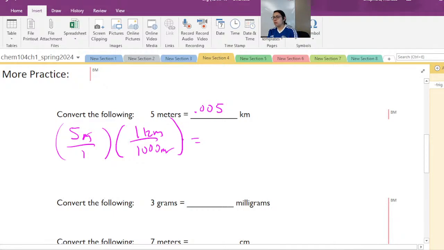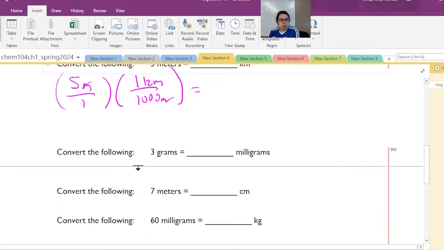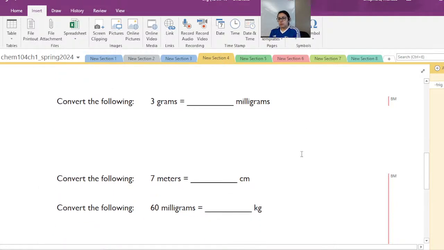Questions about this one? Does someone want to put the next one on the board? So 3 grams to milligrams. Go for it. And you can do it either underneath or on the other board.